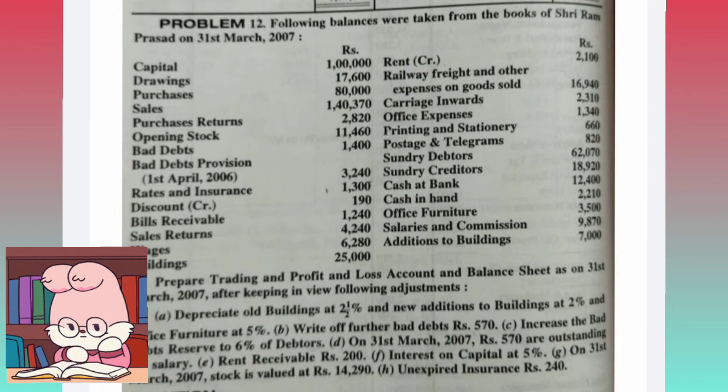On 31st March 2007, stock is valued. It is the closing stock amount, so trading account credit side and assets of the balance sheet. Unexpired insurance of rupees 240 is to be deducted on the debit side of the P&L account. Unexpired insurance means prepaid insurance, so it is deducted from rates and insurance in the P&L account debit side, and taken to the asset side of the balance sheet. So let's start the solution.